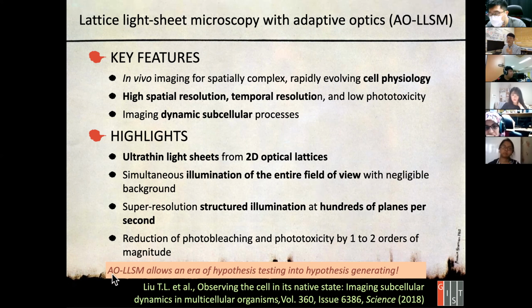Okay, so this adaptive optics lattice light sheet microscope allows us to see huge things happening at the same time. Now, traditional biologists just look at one thing at a time. They say, I have a hypothesis, okay? But now many interesting things you observe simultaneously. Now it's time for hypothesis generating, because so many interesting things are happening.